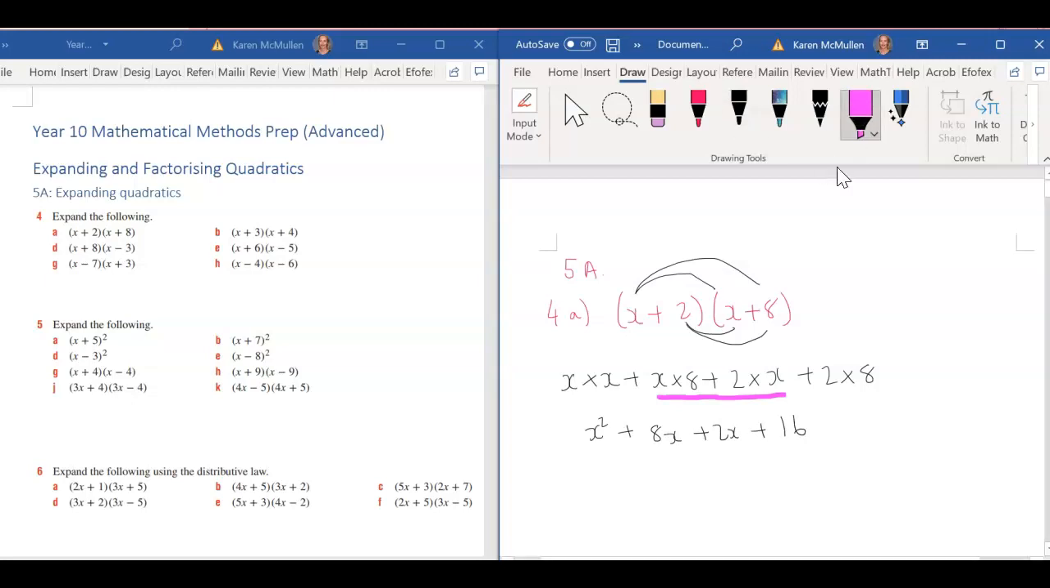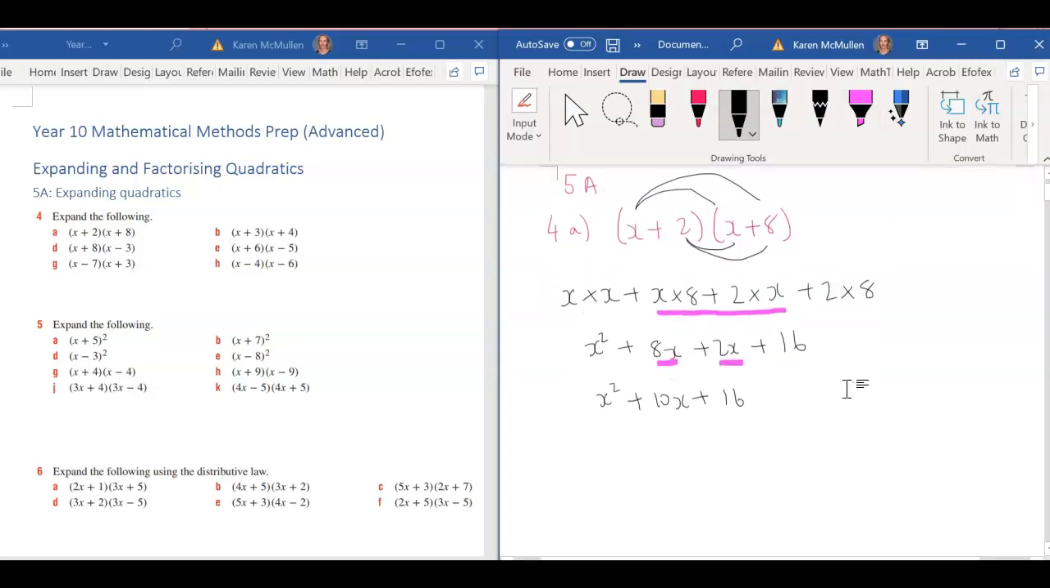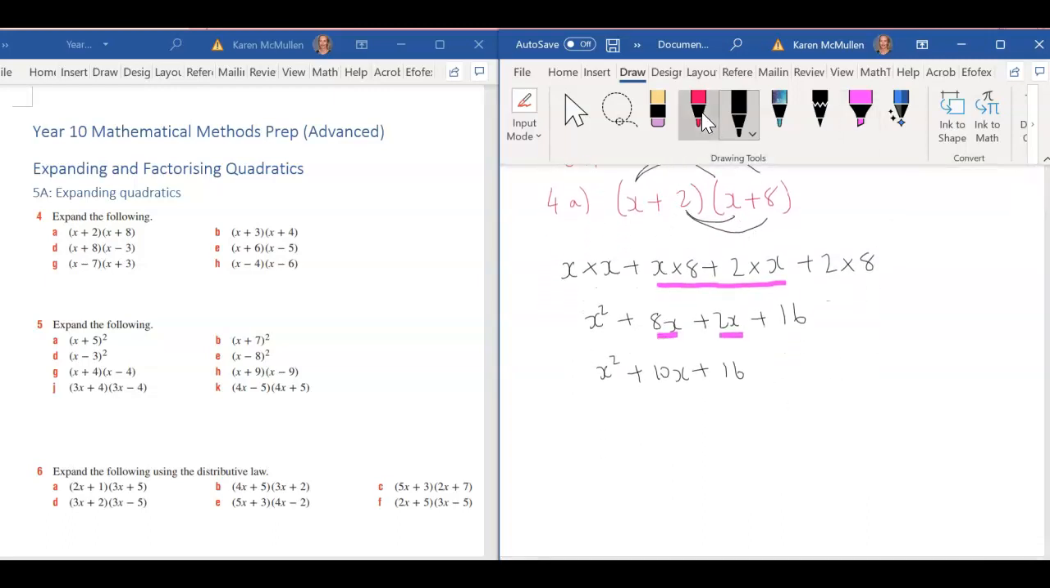Okay, so you can see now your two middle terms are like terms, so like terms have the same pronumeral part. All right, and that's your expanded version of that quadratic. All right, so let's do one with some negatives.